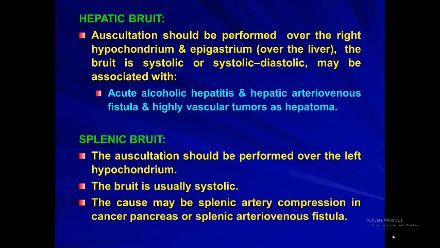Hepatic bruit. Auscultation should be performed over the right hypochondrium and epigastrium over the liver. The bruit is systolic or systolic-diastolic. The bruit may occur in acute alcoholic hepatitis, hepatic arteriovenous malformation, or highly vascular tumors such as hepatomas.